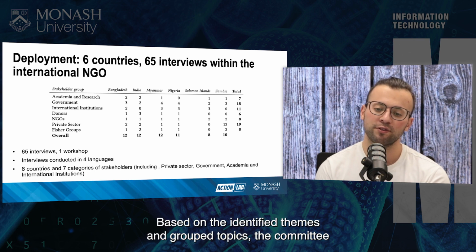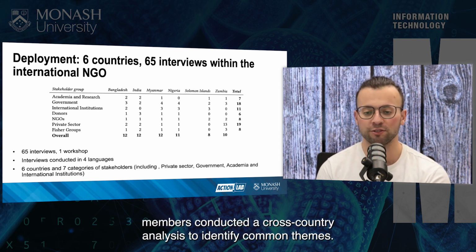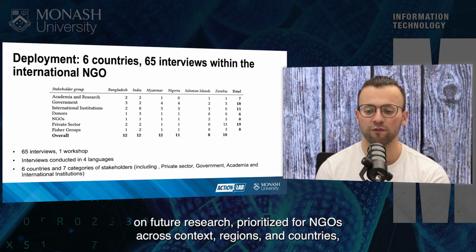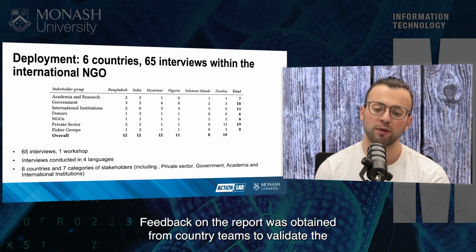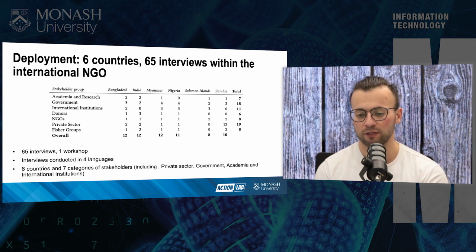Based on the identified themes and grouped topics, the committee members conducted a cross-country analysis to identify common themes. This analysis produced a report providing a summary of stakeholder perspective on future research prioritized for NGO across contexts, regions, and countries, and reflection on country-level planning. The report was sent to country teams to validate the findings and to hear their reflections.